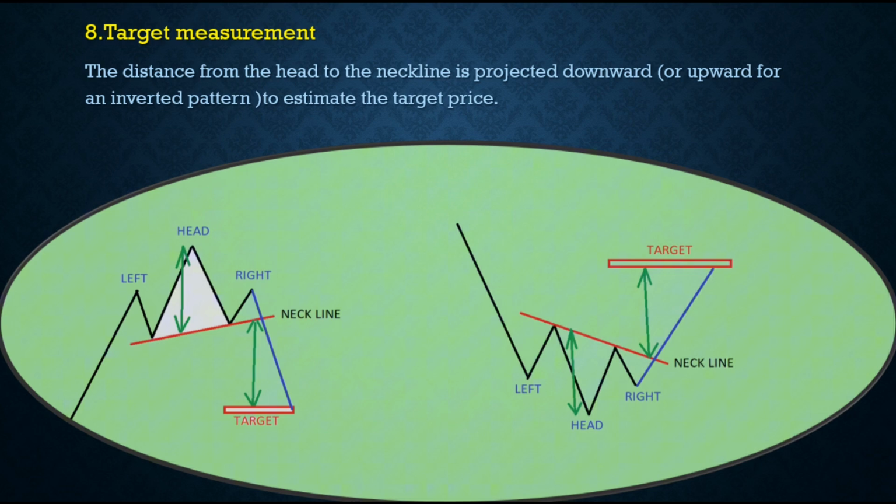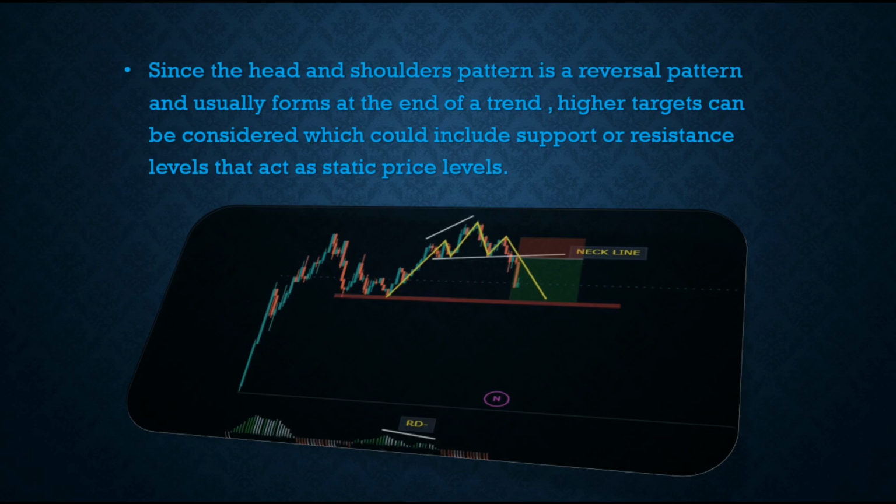How do we determine the target? The distance from the head to the neckline is projected downward, or upward for an inverted pattern, to estimate the target price. Since the head and shoulders pattern is a reversal pattern and usually forms at the end of a trend, higher targets can be considered, which could include support or resistance levels that act as static price levels.